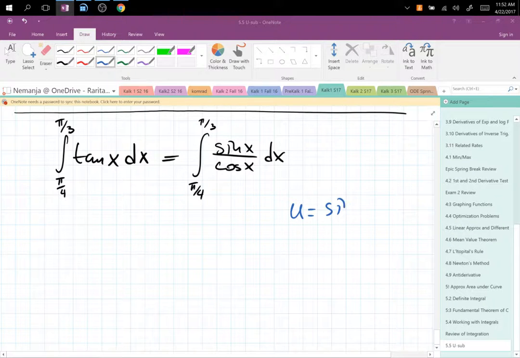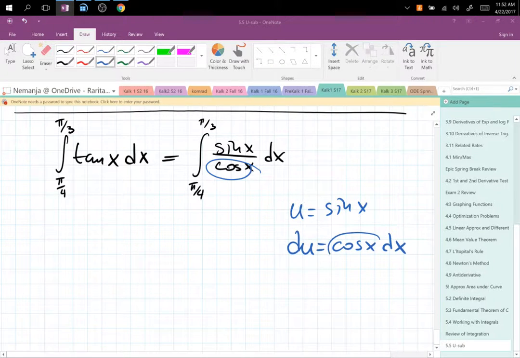u equals sine x, and then du equals cosine x dx. Do you see how cosine is in the denominator in the problem, but it's in the numerator in our substitution? It doesn't fit. That's the problem. Over here it's cosine times dx, but in the problem you have dx over cosine x. They're not the same, which is the reason why you can't pick sine.